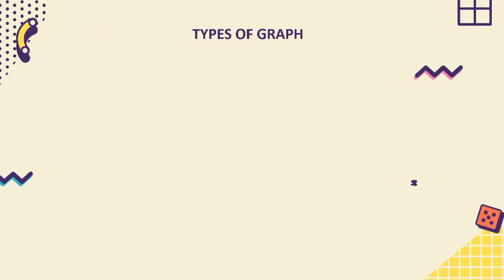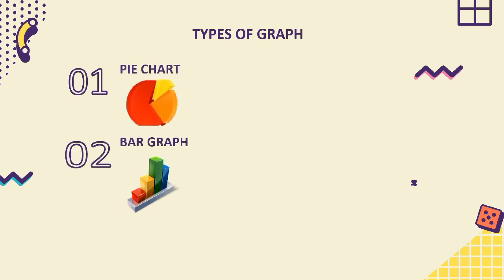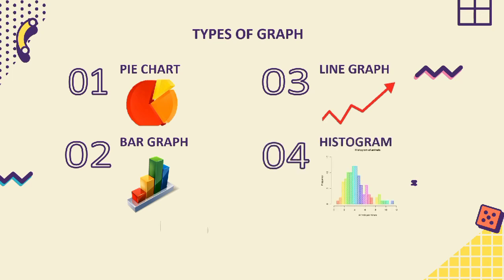So we have five types of graphs. We have the pie chart, bar graph, line graph, histogram, and ogive.